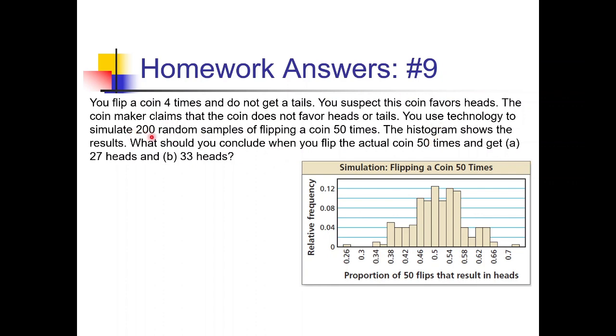So for part A, we got 27 heads. So the proportion that we got there is 27 over 50, which we could turn into a decimal. That's 0.54. Now, how does that proportion compare to the simulated flipping that we did over here? Well, if we look at 0.54, that's this bar right here, that's surrounded by a whole lot of other results. There's a pretty high frequency for that one, and also for the numbers pretty close to it.